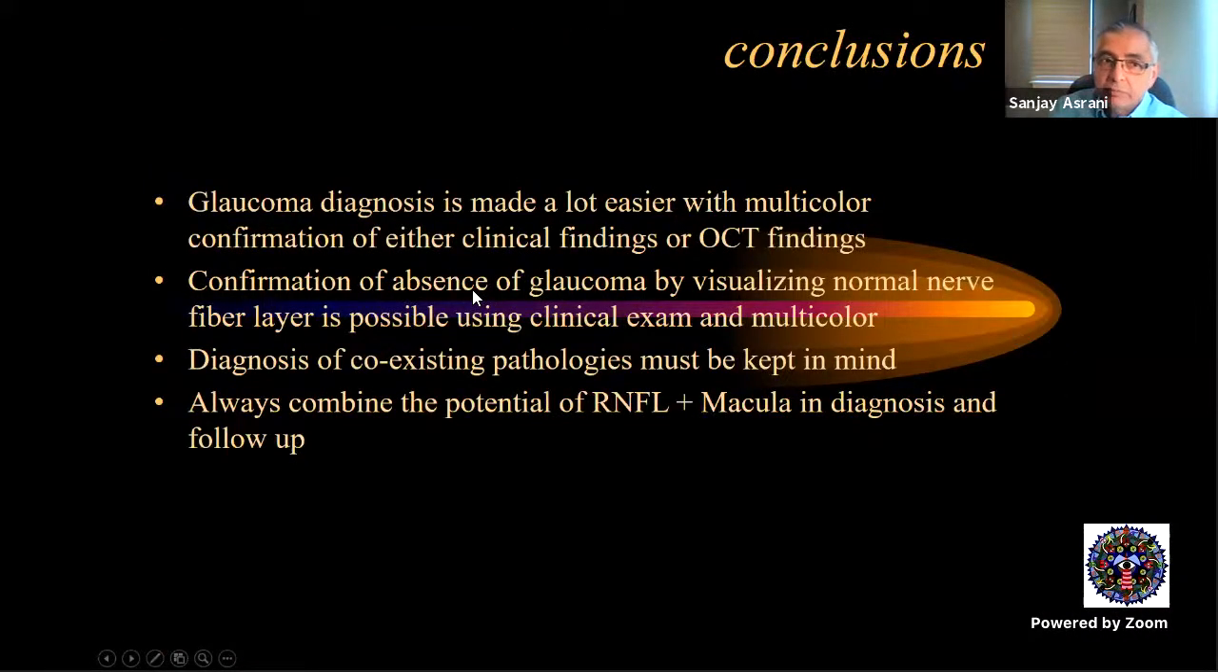So in conclusion, glaucoma diagnosis is made a lot easier with multicolor confirmation of either clinical findings or OCT findings. Confirmation of the absence of glaucoma by visualizing the normal nerve fiber layer is possible using clinical exam and multicolor. Diagnosis of coexisting pathologies must be kept in mind. Always combine the potential of nerve fiber layer and macula in diagnosis and follow-up.